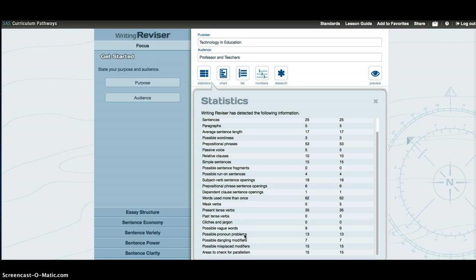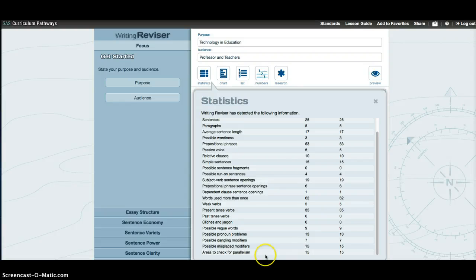Okay. Here's the next one though. Possible pronoun problems. All right. We want the essay to sound organized and to sound proper. So 13 possible pronoun problems is a big number. So that's another area maybe I want to go back and fix. Possible misplaced modifiers, 15. Again, that's a big number within the essay. The essay was only about 430 words. So to see that many possible mistakes might be something I want to change.